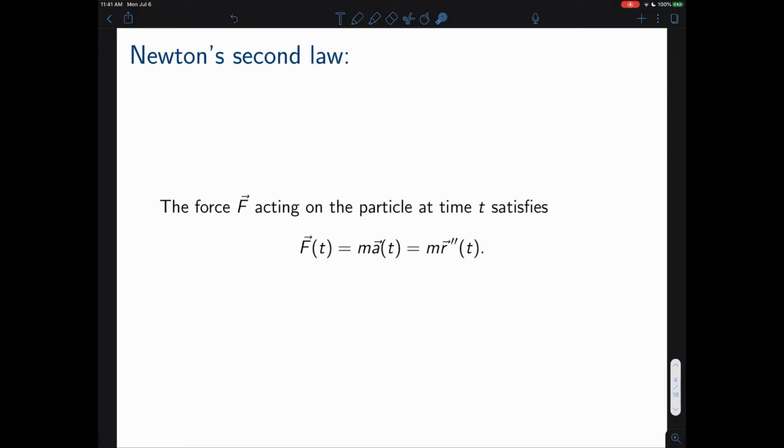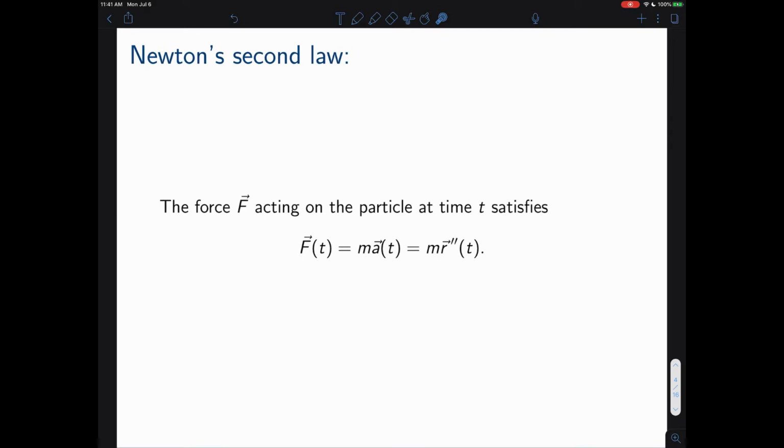Newton's second law is that the force F acting on a particle is equal to the mass times the acceleration. Famous F equals ma. Now in this case, I've made them be vectors. So this is saying that the amount of force, the size of the force, is equal to the mass times the size of the acceleration, but also the direction of the force is giving the direction of the acceleration. They're pointing in the same direction. These vectors are just scalar multiples of one another, and the scalar is the mass.